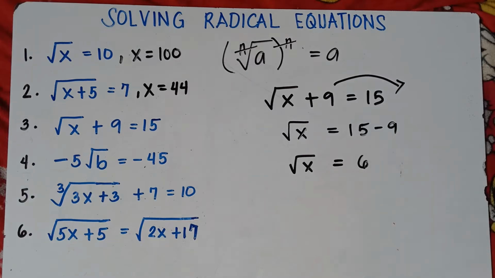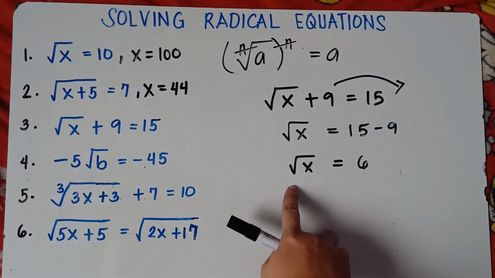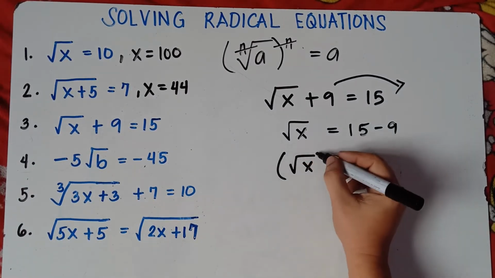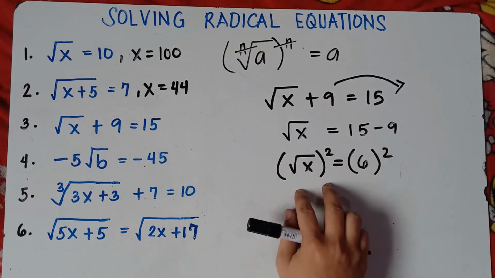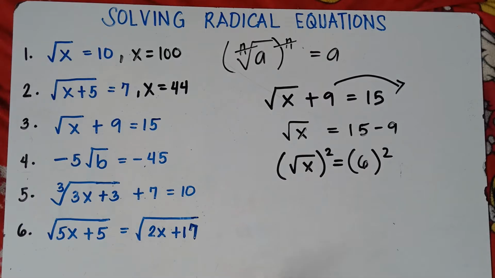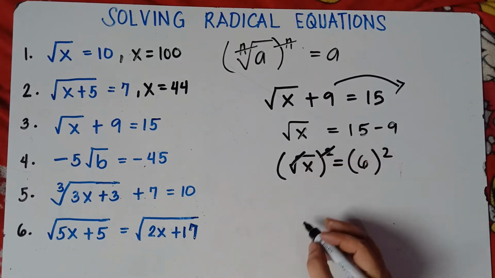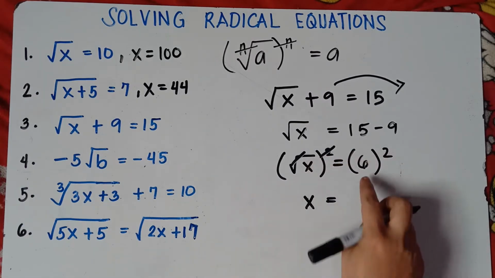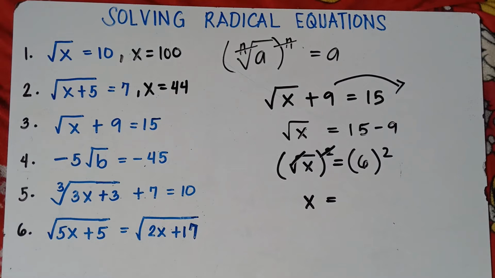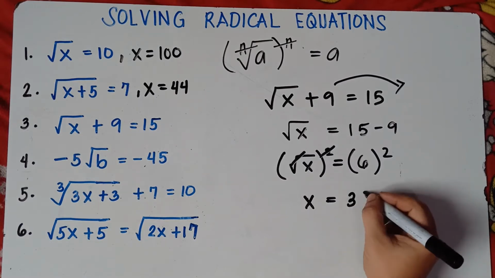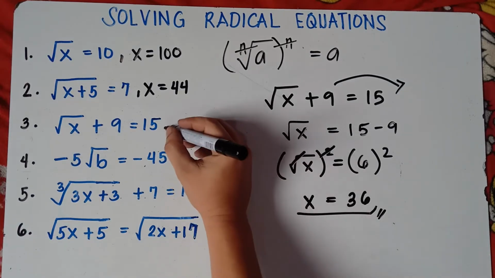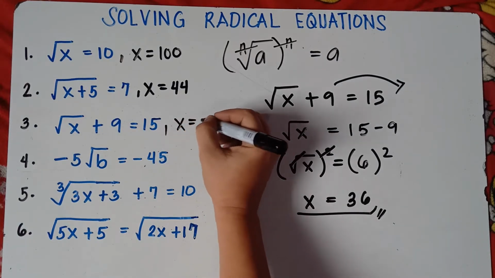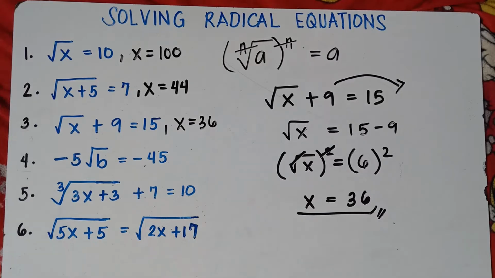That would be 6. Now to remove this radical symbol, simply get the square. So you square this one, and also on the right side. Once you square on the left side, you also do that on the right side. So we can cancel this out, and this will be x equals 6 squared, class. What's the answer? That's correct. That would be 36. 6 times 6, that is 36. That's it, class. That's the answer there for number 3. X equals 36. Easy, right, for number 3?